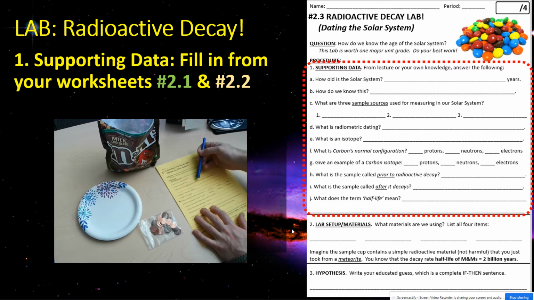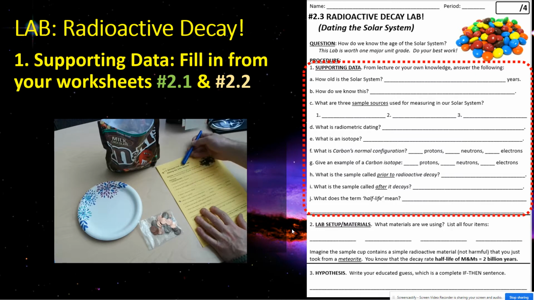How do we know this? We can measure the age of the rocks. Three samples. Where are they from? We know moon rocks, asteroids, and meteorites that crash down on the planet. We can measure those. Or the oldest rocks that were part of the Earth originally, so old Earth rocks. What is radiometric dating? It is our ability to measure the age of a rock, a sample, by looking at its radioactive decay.